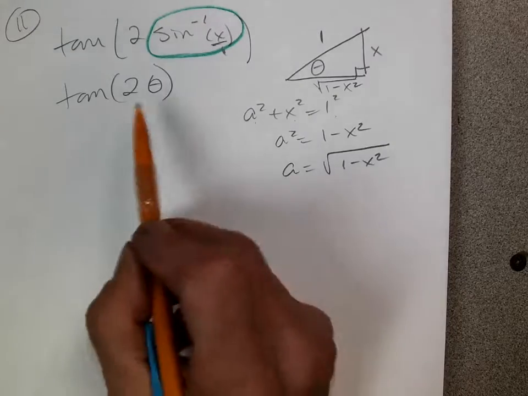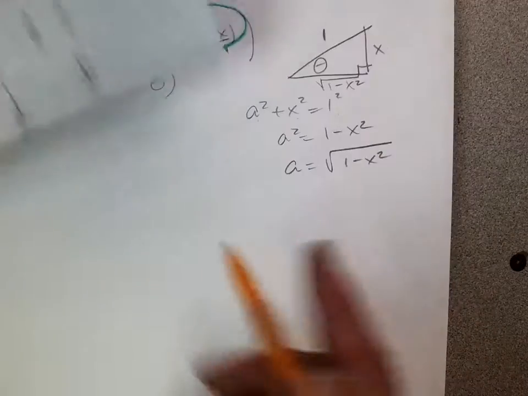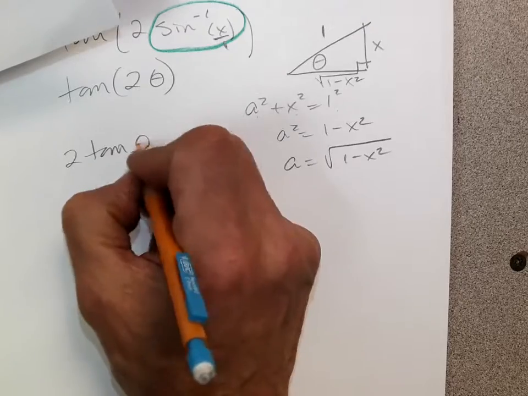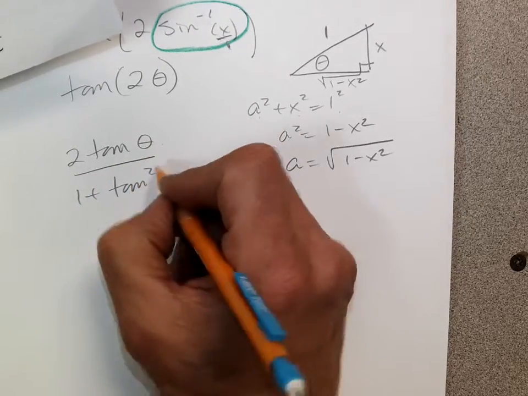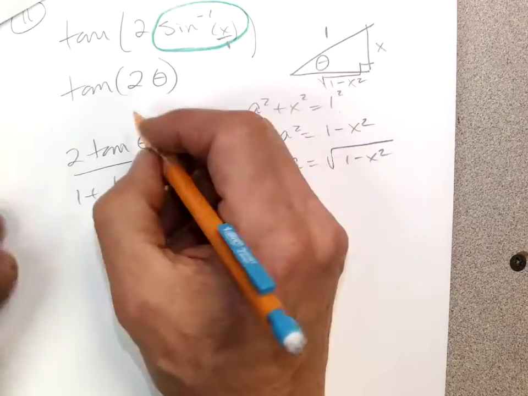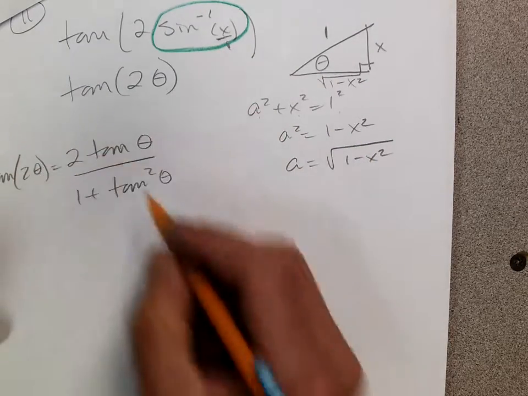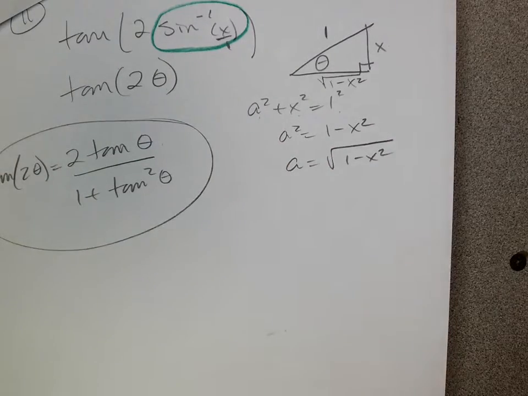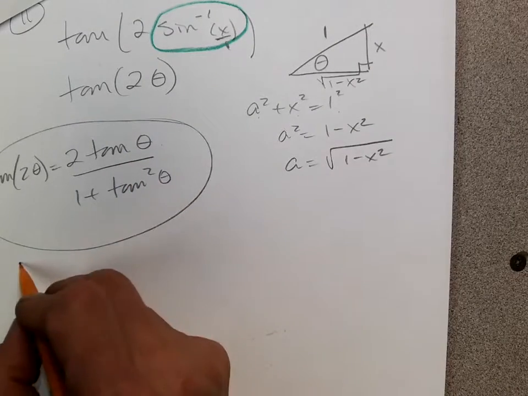The tangent of the double angle. If I look at my notes, here's my tangent double angle. It's equal to 2 tangent theta over 1 plus tangent squared theta. That is my identity. Tangent 2 theta is equal to that. Got that in my notes. So tangent is equal to opposite over adjacent.